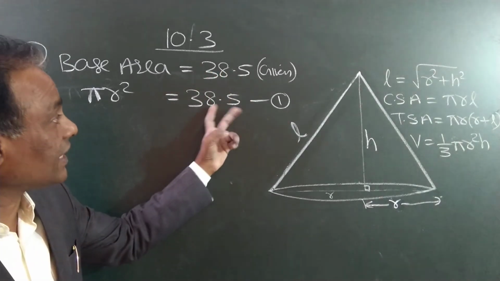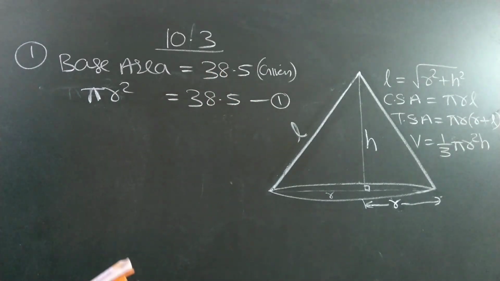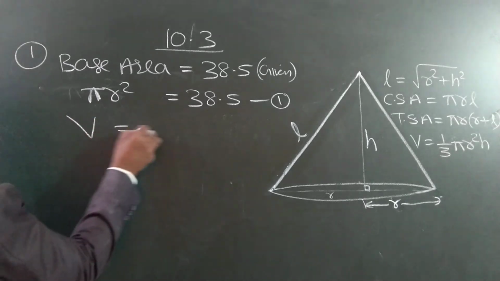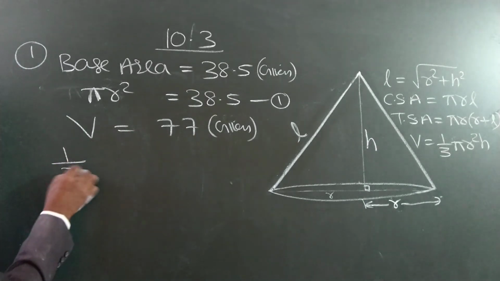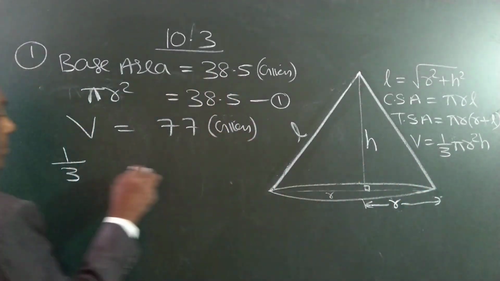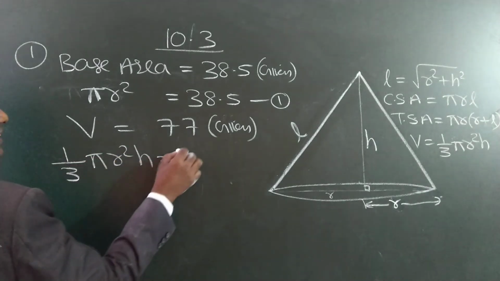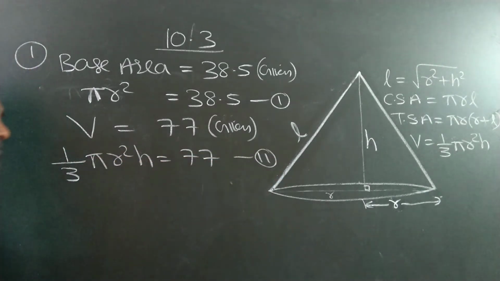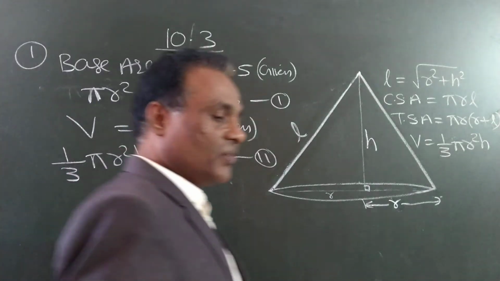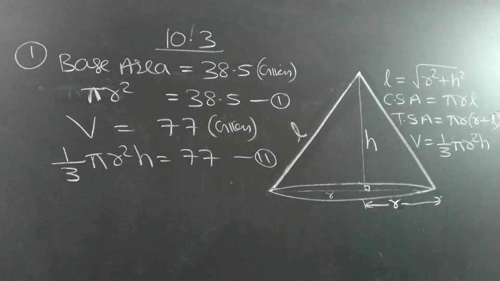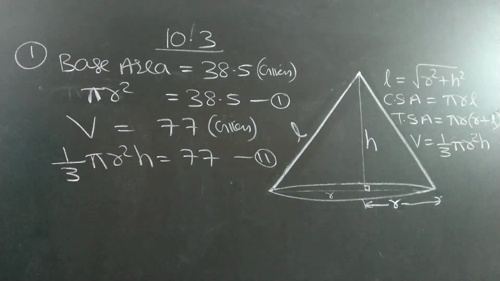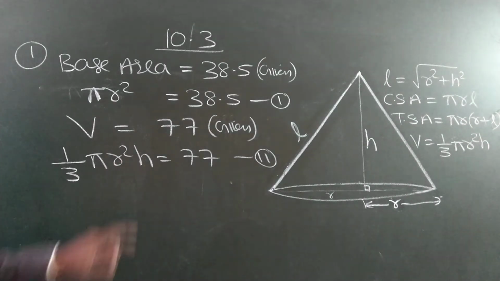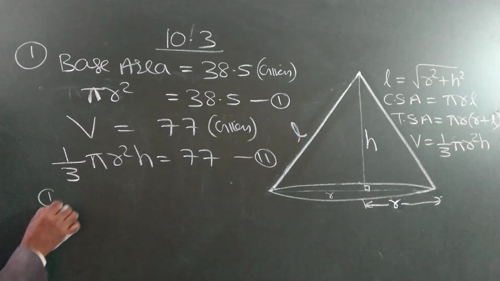But how much is given? 38.5. This is the first equation. Next, volume is 77, given. What is the volume of the cone formula? Just see the volume of cone formula, 1 by 3 pi r square h. Second equation: volume formula 1 by 3 pi r square h. Now the question is, find the h value. Find h.